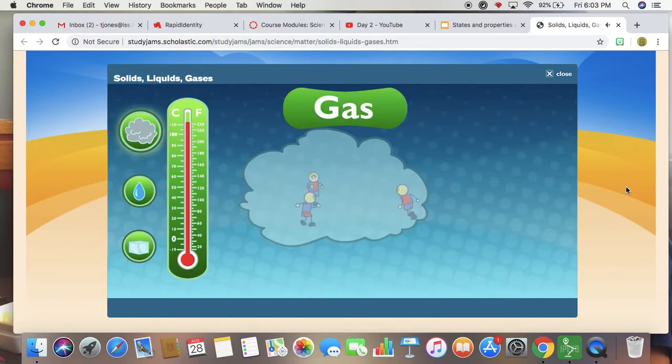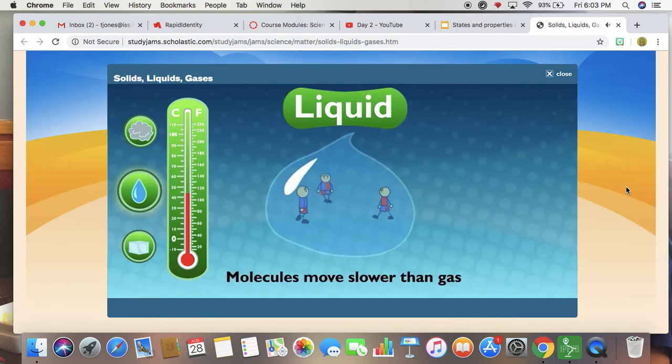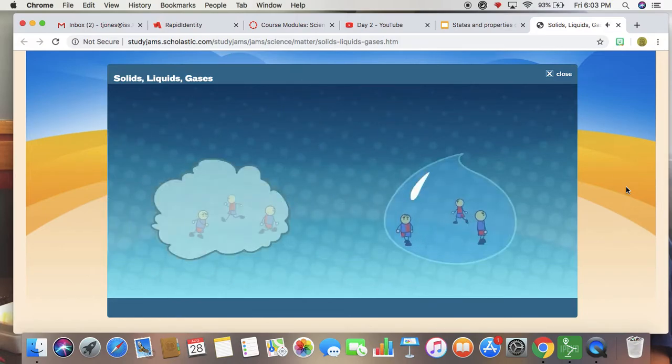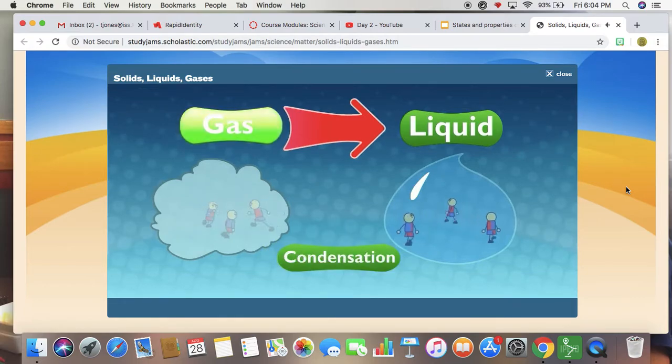Got it, Coach. If you cool those molecules down, they'll move a bit slower. Take enough heat away, and those molecules will move close enough together to become a liquid, the second state of matter. Exactly how close do they have to get to turn into a liquid? Well, they've still got some room to move. That's why a liquid can change its shape. So, when the molecules get cold enough and close enough together, they turn from a gas to a liquid? Yep, and when gas turns to liquid, it's called condensation. Gas to liquid, condensation, gotcha.